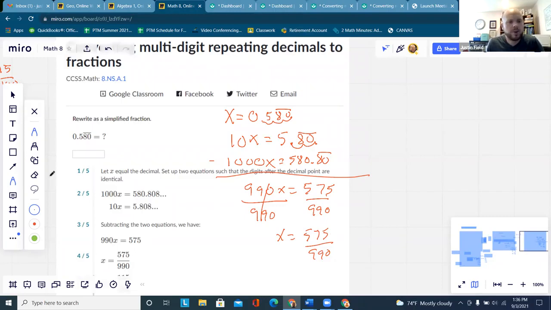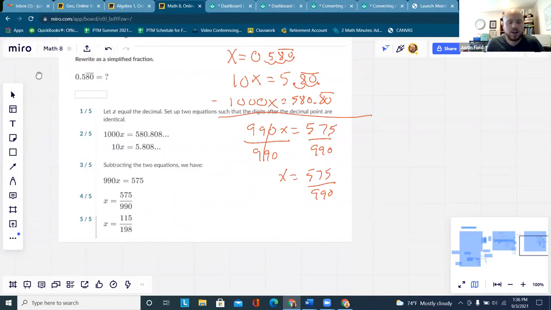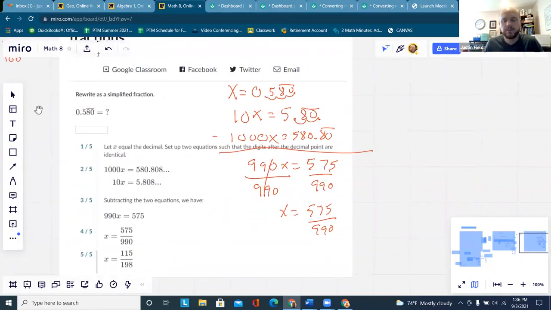All right, so does that reduce? I think it probably does. Yeah, 115 over 198. But I'm going to be big on no calculators for these assignments. So if you get this far and you don't reduce it, but you do all the math good, then you'll be good to go. All right, so now try this assignment.